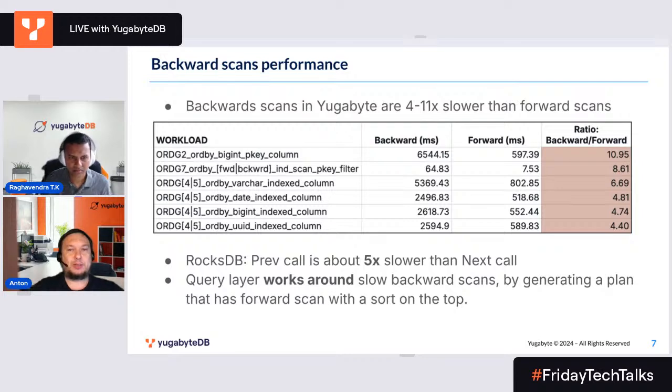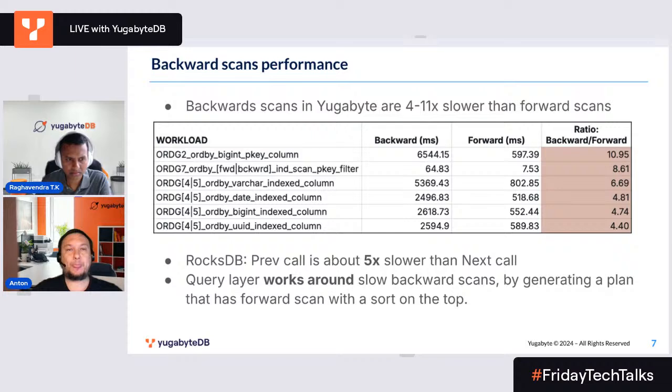Okay, moving next. Now about backward scan performance as of 2022.1. Based on the internal benchmarks, backward scans are from 4 to 11 times slower than forward scans. Specifically, the RocksDB prev call is 5 times slower than a RocksDB next call. This is quite a low-level thing, which I'm going to talk about a bit later.